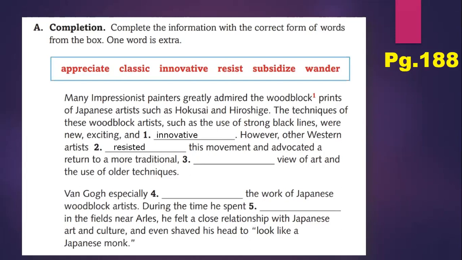This movement and advocated a return to a more traditional, classic view of art and the use of older techniques. Thank you. Well done, Kylie. Congratulations. It's classic. Number 3, classic view of art and the use of older techniques. Okay. Can someone tell me, what is the meaning of advocate? In this case, it's in simple past, advocated. What's the meaning of advocate? Or you can use a synonym, to understand this better, just in case. Like judge or something? Okay, yes. But it's missing something.